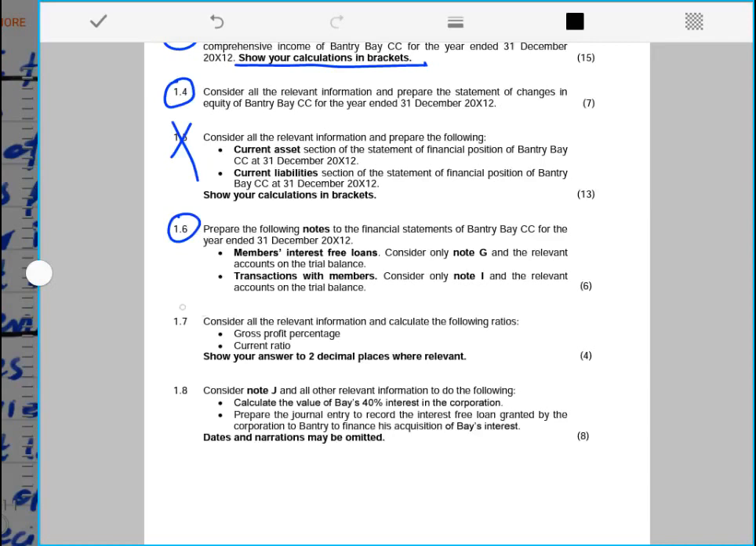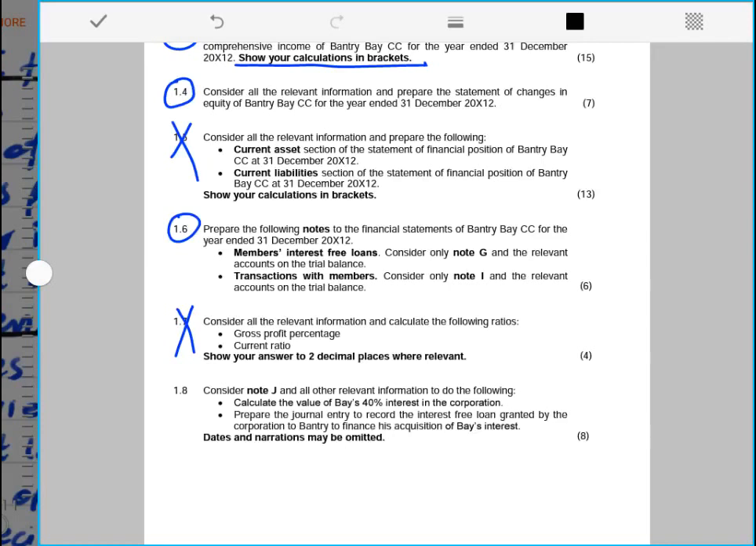Then under 1.7 we are required to do gross profit percentage and current ratio, and for this one I suppose I would be able to do it, but because we are not required to do the balance sheet, I will not do those two. Then number 1.8, ratios are still important for your exam, but I won't have enough information to complete those two ratios.